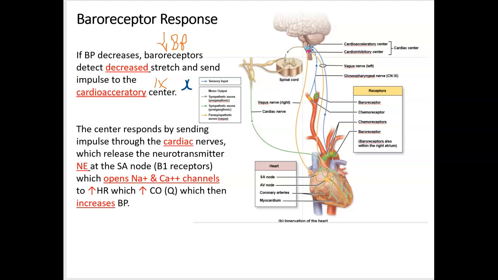It's going to send the information down through the cardiac nerves. Remember, we're going to activate the sympathetic division. That goes to the SA node and releases norepinephrine. When norepinephrine binds to a beta-1 receptor, that's the type of receptor here, it opens sodium and calcium channels. Those ions flow in. I increase my heart rate. If I increase my heart rate, I increase cardiac output, sometimes written Q, and that raises my blood pressure. So everything's fixed.